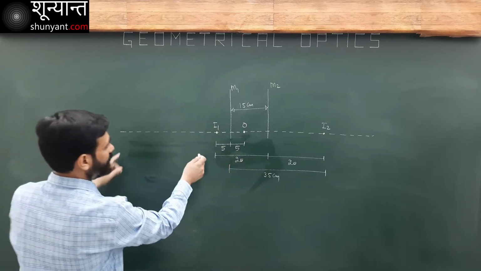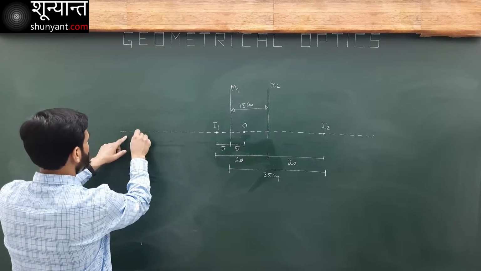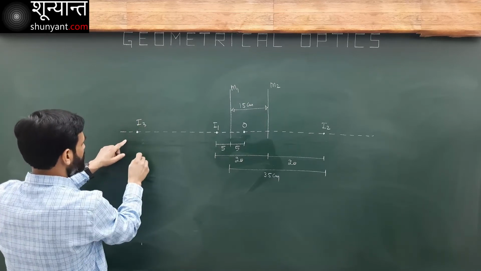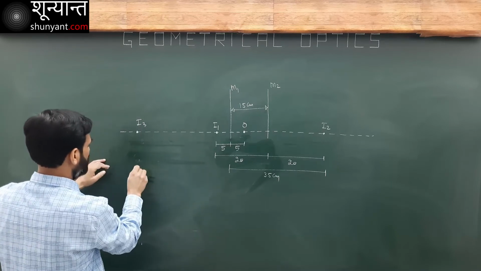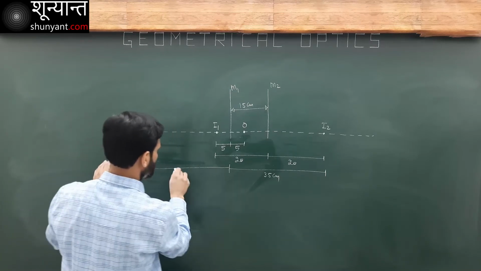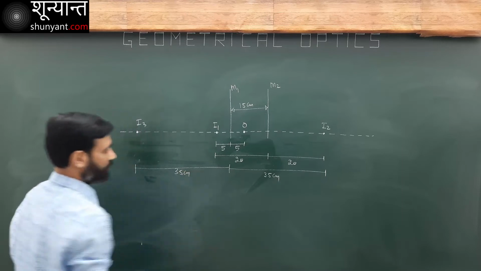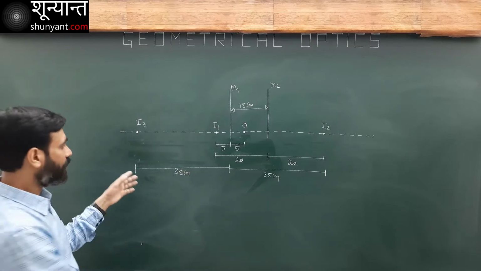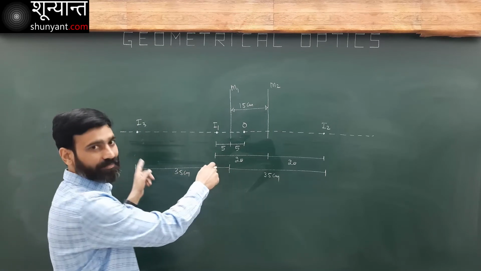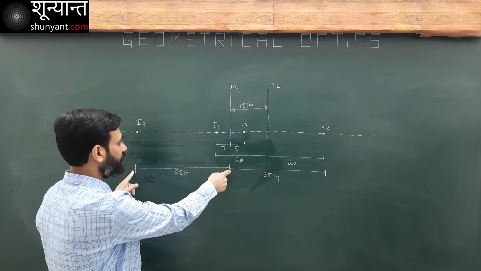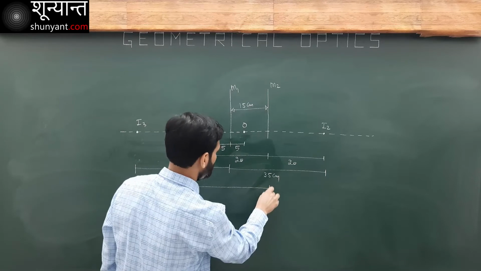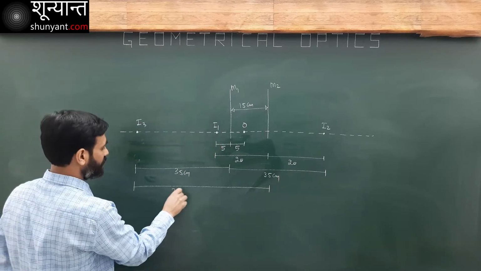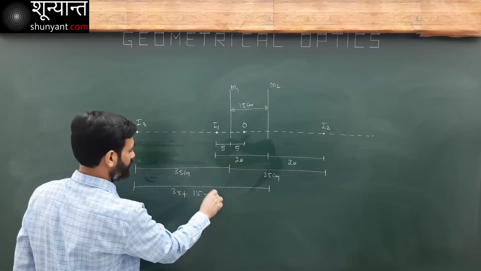Okay. 35 centimeter. It's like here, I3. This is going to be 35 centimeter. Answer: distance from M1 is 35. What will be the distance from M2? This distance from here to here is going to be 35 plus 15, 50 centimeter.